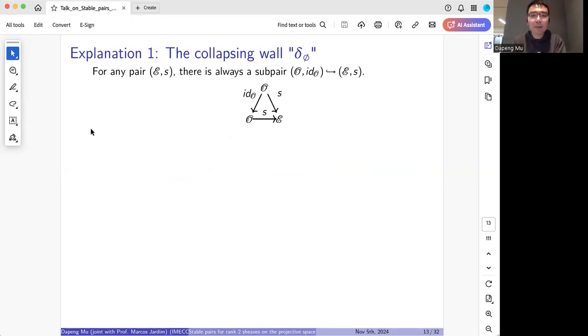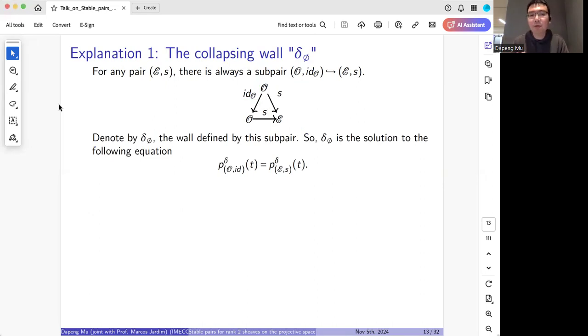Okay, great. So this is from this observation. For every pair E comma S, it always comes with a natural subpair. You just consider O to be the subsheaf, and this section factors through the identity of O. So we always have a subpair for any pair. For this one, we can compute the corresponding wall, which I will denote by delta empty set.